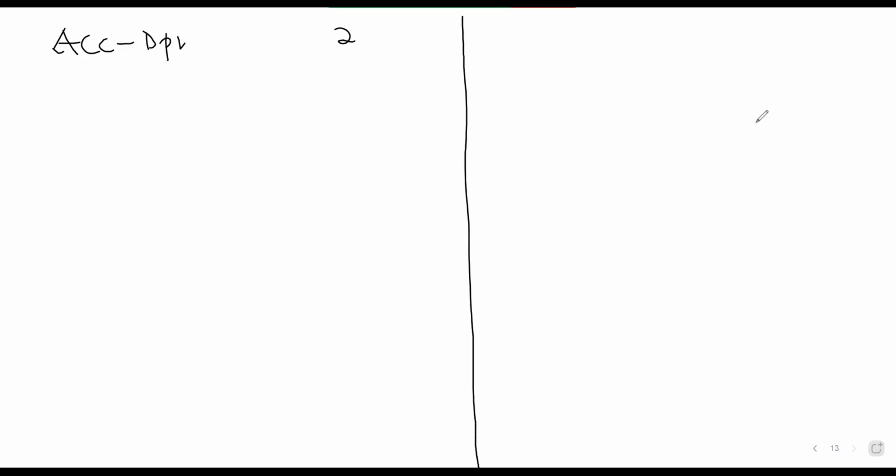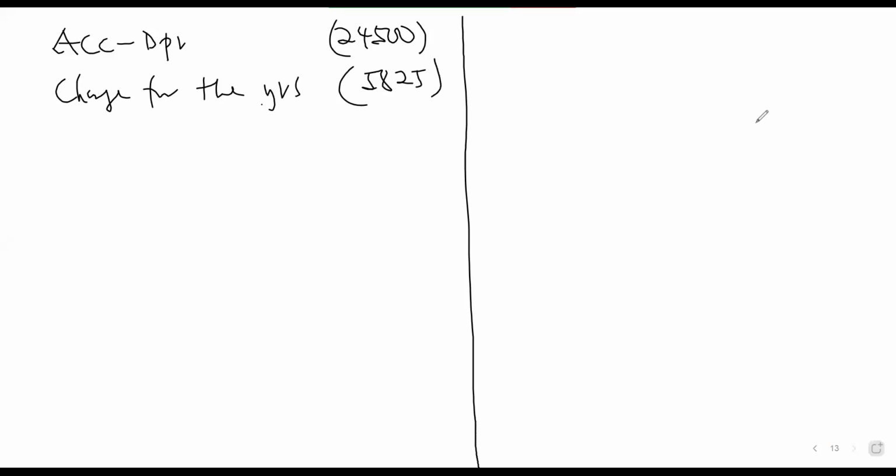So 24,500, isn't it? The accumulated depreciation is 24,500, isn't it? 34,500. Okay. Then we now look at the charge for the year. Charge for the year will be 5,825. This is 34,500. Okay, 3,450. Okay, I hope we are okay with this.